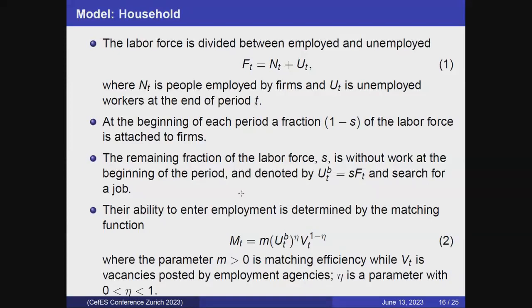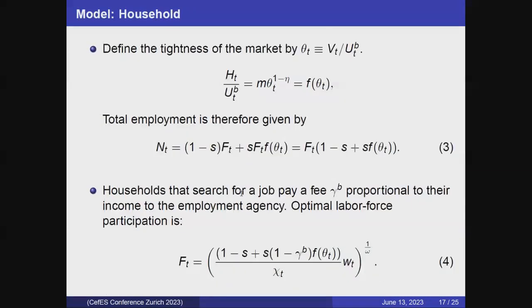So S F_t is going to be the people who are unemployed and looking for a job at the beginning of the period. And how do they look for the job? Well, there is a matching function, which depends on the vacancies and on unemployed people looking for a job. And the standard parameters of the literature: M is the efficiency of the matching, and eta is the elasticity of the matching. What is theta in the model? Vacancy to unemployed. So that's what is in the data.